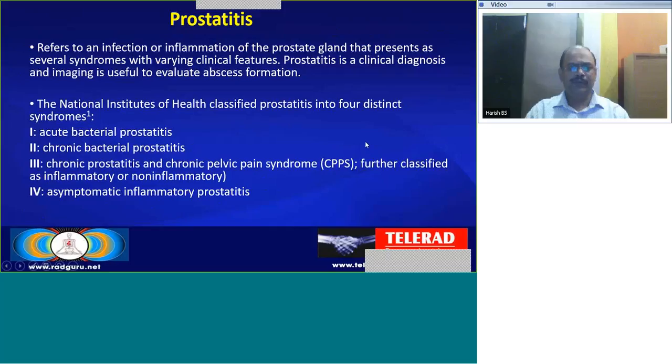Next we come to prostatitis, which is an infection or inflammation of the gland. It is basically a clinical diagnosis, and the role of imaging is mainly to exclude abscess formation. According to the National Institutes of Health, prostatitis is divided into 4 distinct syndromes: acute bacterial prostatitis, chronic bacterial prostatitis, chronic prostatitis with chronic pelvic pain syndrome, and asymptomatic inflammatory prostatitis.